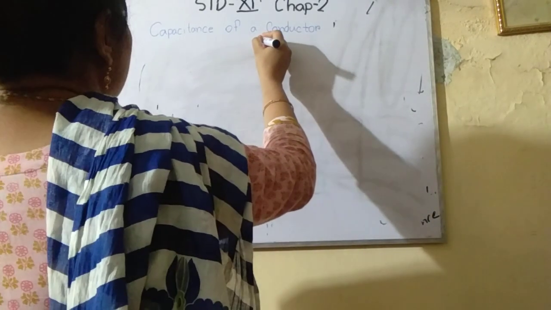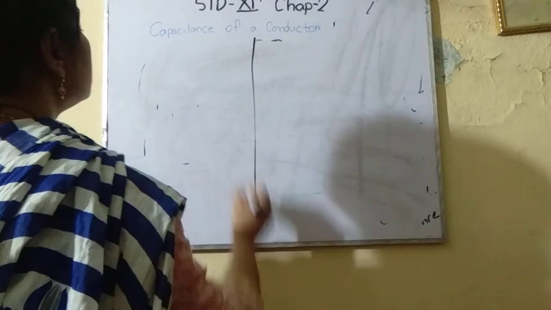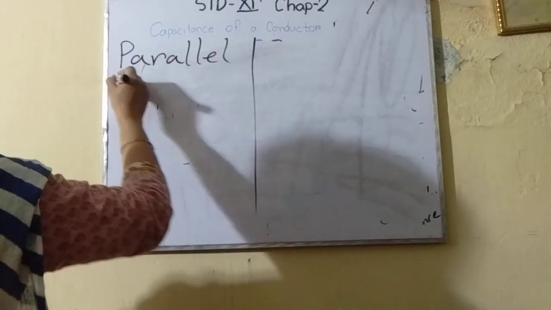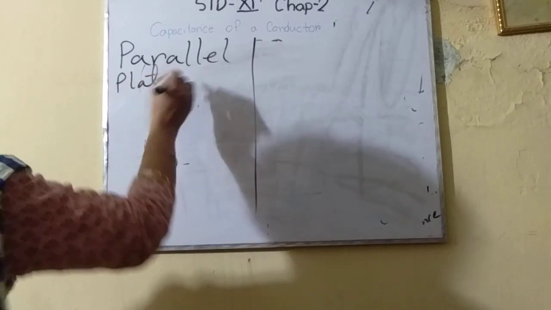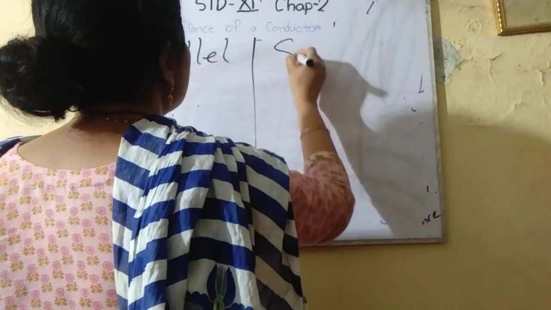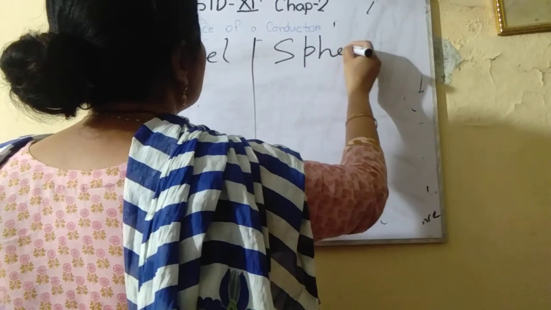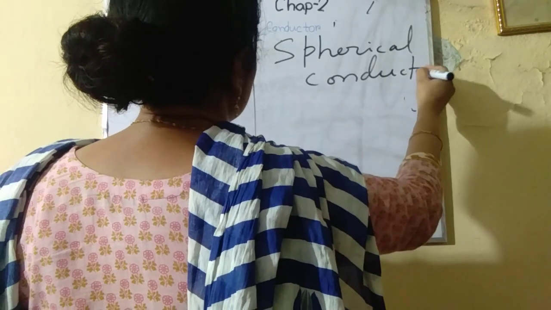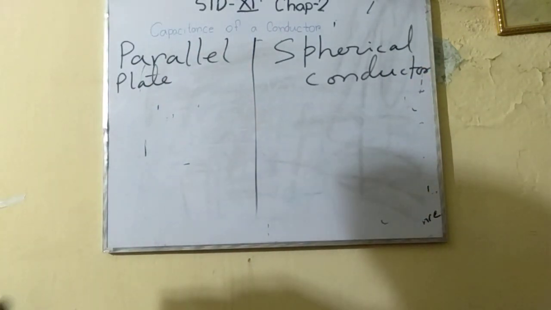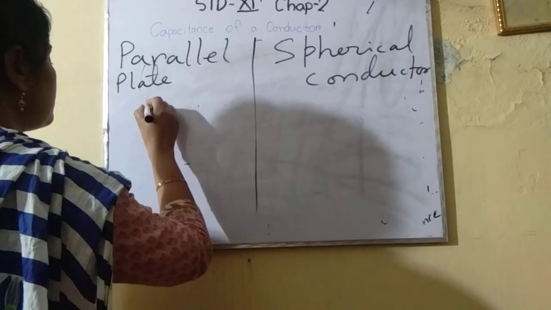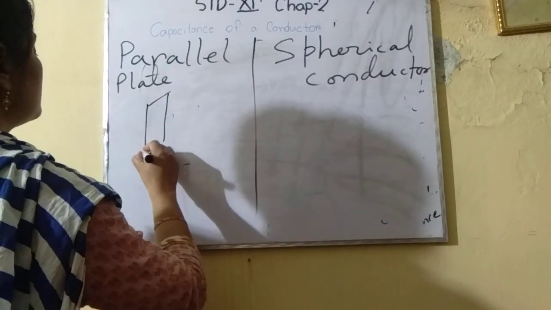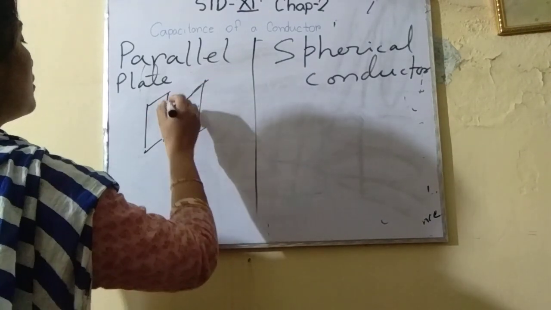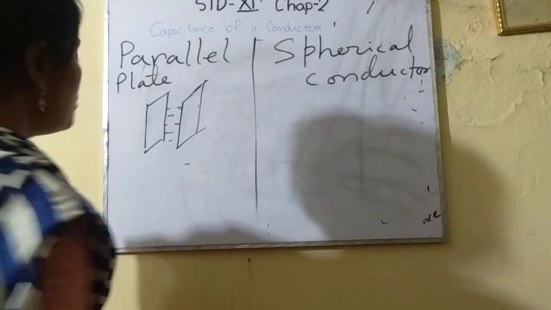Capacitor has two types: parallel plate capacitor and spherical conductor. Spherical conductor, parallel plate. Look.